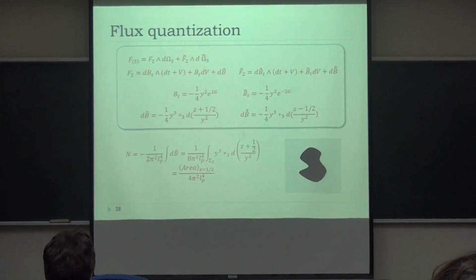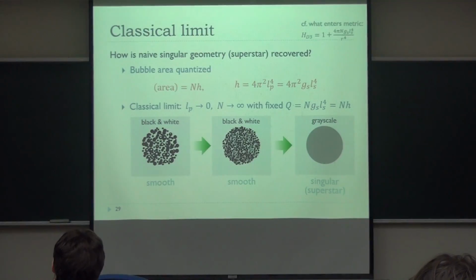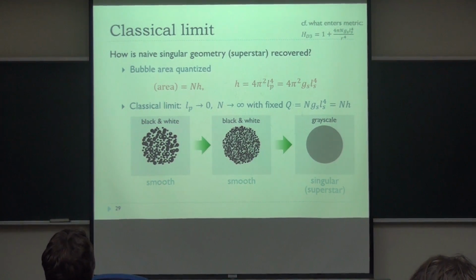And okay, as I said, you can compute the flux, and this is the expression for the S5 flux, and you can see that this is the area. Okay, I won't go through this. And okay, good. So how is the naive singular geometry recovered?